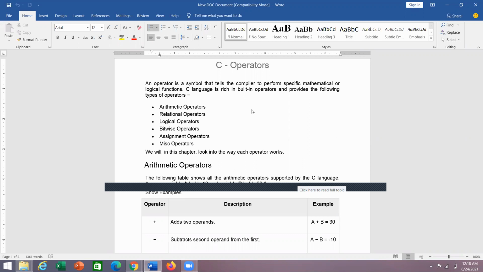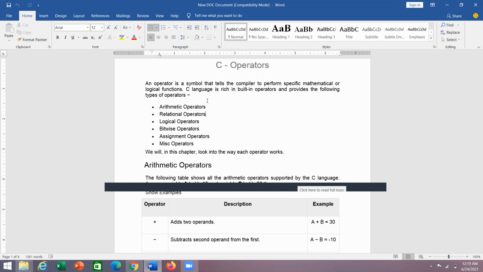What is an operand? The operands may be alphabets. These operands are used to perform operations. By using operators, operands perform some operations. An operator is a symbol that tells the compiler to perform specific mathematical or logical functions. That means an operator is used to perform specific mathematical or logical functions.